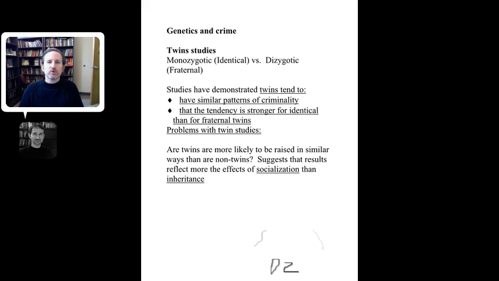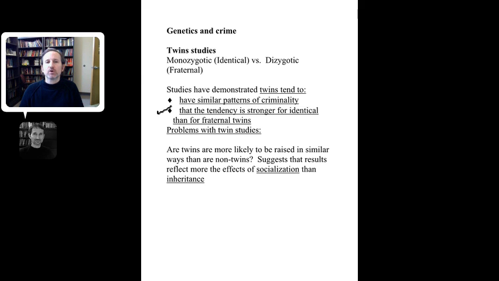Studies about twins have demonstrated that twins, generally speaking, have similar patterns of criminality. So this is a useful thing to think about when you're talking about biology and crime. The assumption would be that twins would have more similar patterns of crime if there is some type of biological or genetic component to crime.